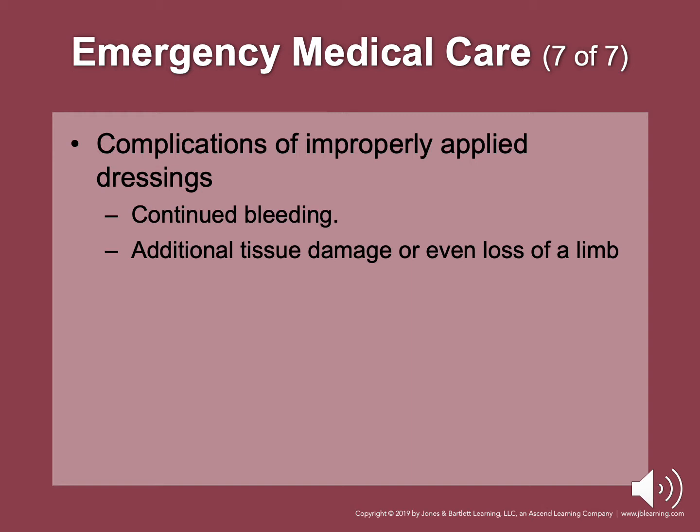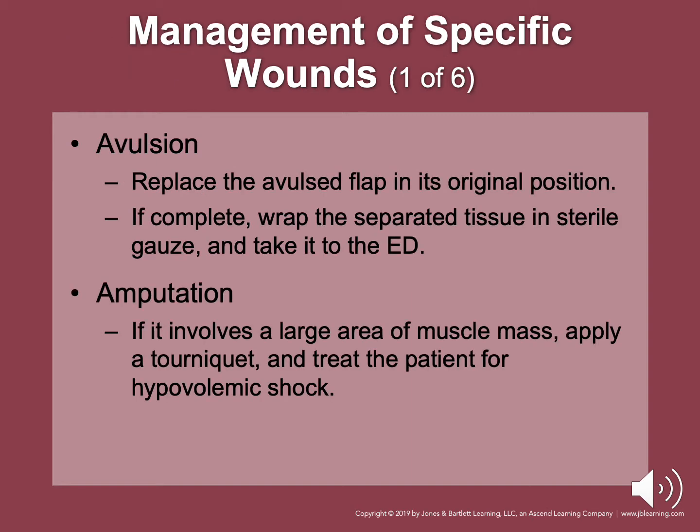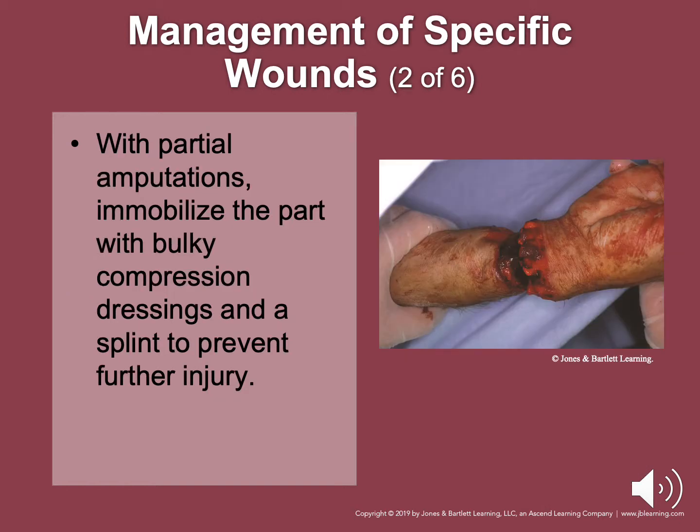All right, management of an avulsion. If possible, place the avulsed flap in its original position. Wrap it with the separated tissue and sterile gauze and take it to the ED. An amputation, if it involves a large area of the muscle mass, apply a tourniquet and treat the patient for hypovolemic shock. With partial amputations, immobilize the part with a bulky compression dressing and a splint to prevent further damage.